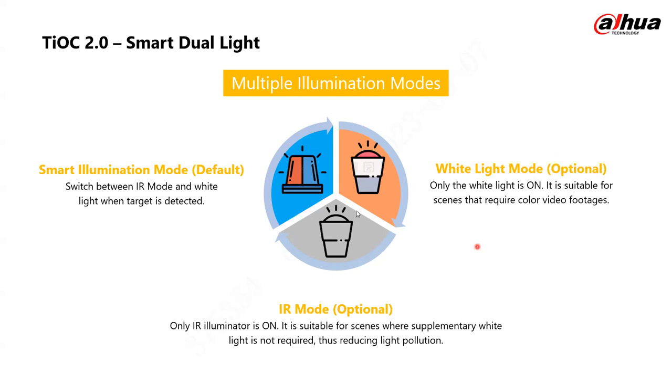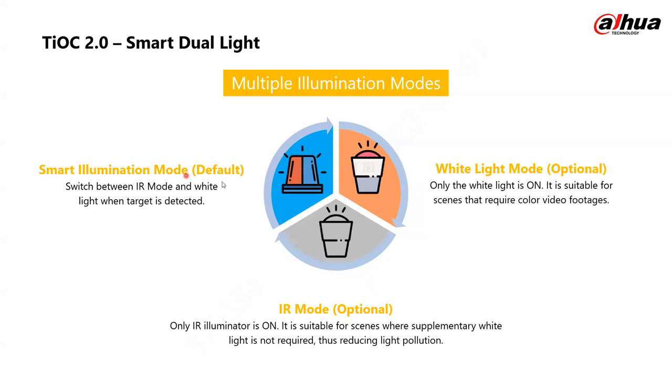Then we have the IR. You can choose IR to be the default mode only when you want scenes that don't require any supplementary white light to facilitate color imaging. In this case, it reduces what we call light pollution, in events where the white light and the IR light are on at the same time. So this is the default mode.